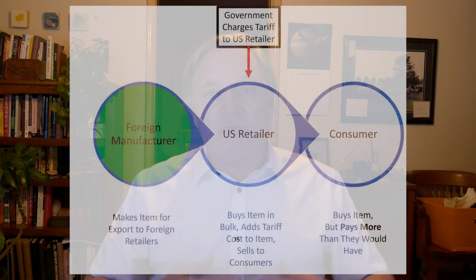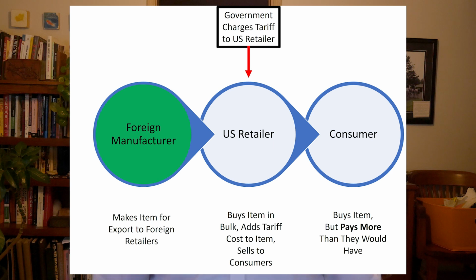Let's say that we're going to have a tariff regime. So the foreign manufacturer makes the item for export and then exports them to these US retailers.